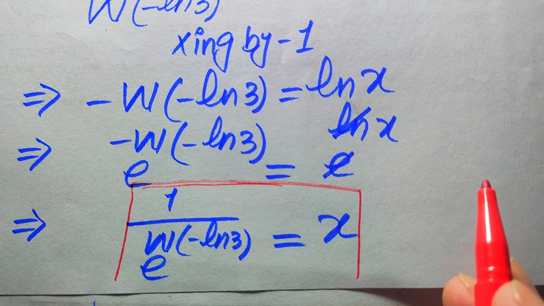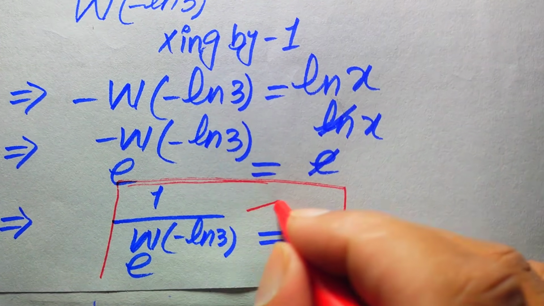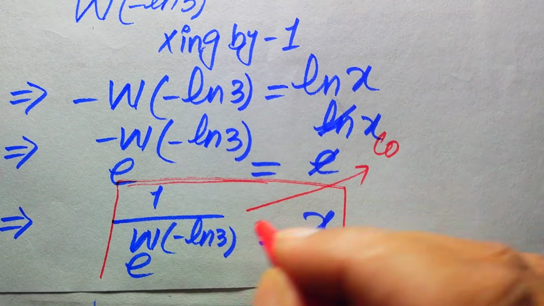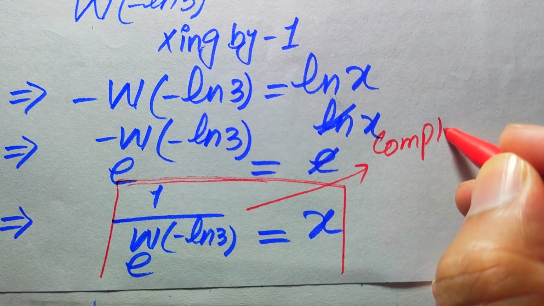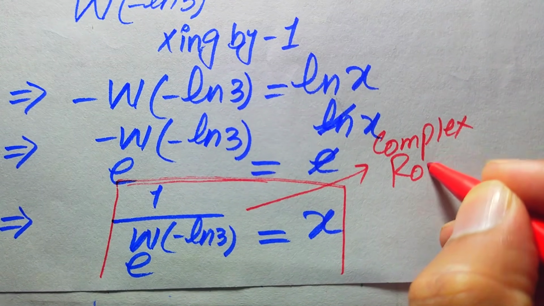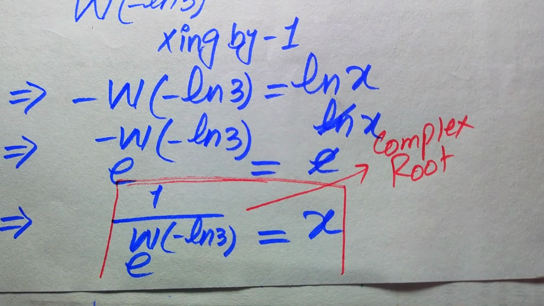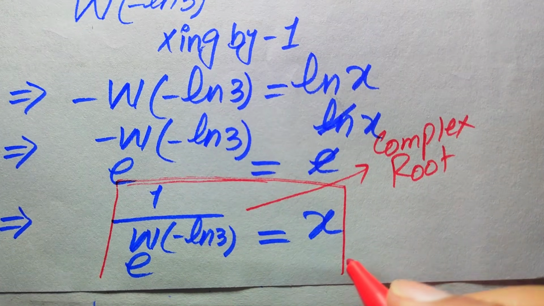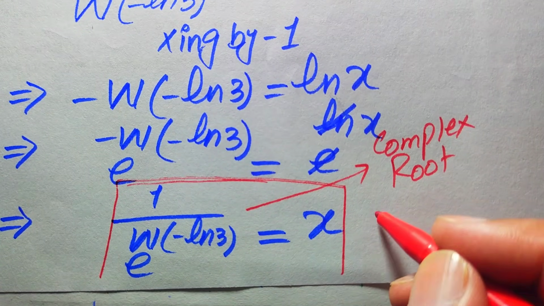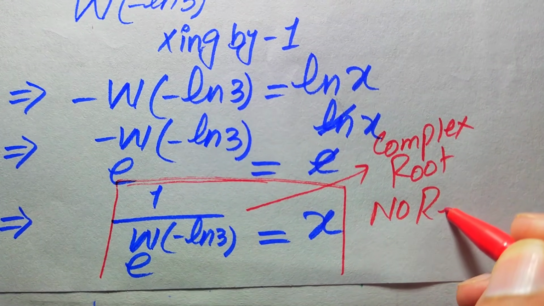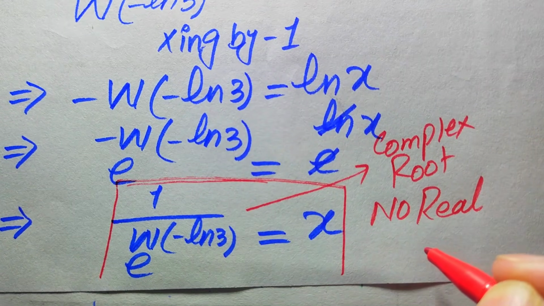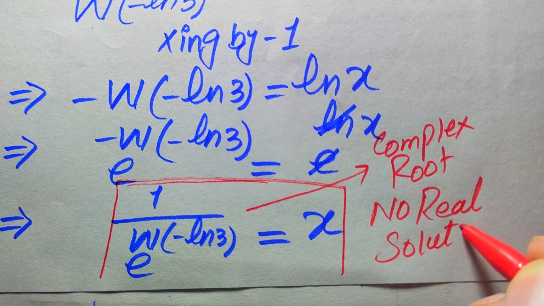If you use Wolfram Alpha, the value of this term gives us a complex root. So this solution is a complex solution, and here we cannot get a real solution. This equation has no real solution.